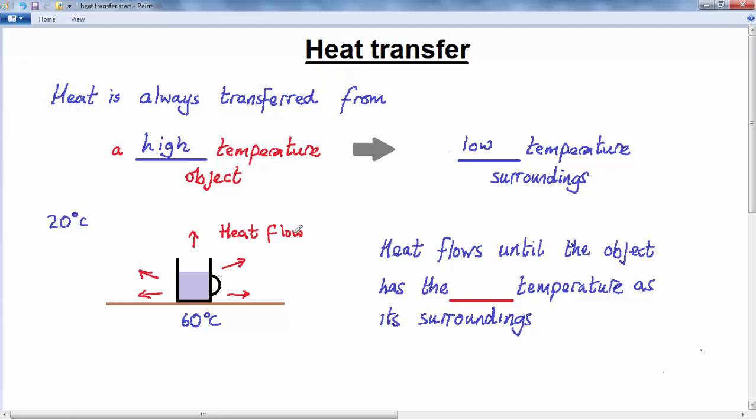And that heat will flow until the temperature of the cup reaches the same temperature as that of its surroundings. Right? So heat flows until the object has the same temperature as its surroundings. And when that has happened, we say that the cup or the object is in thermal equilibrium with its surroundings.